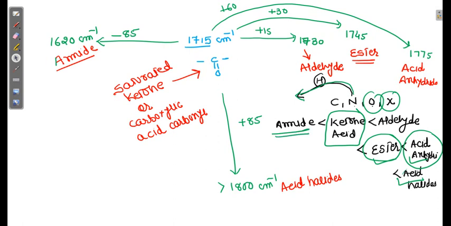I have shown you technically what basically happens: the double bond character is going to be lost by the carbonyl group, so we are getting a lower value due to the resonance.